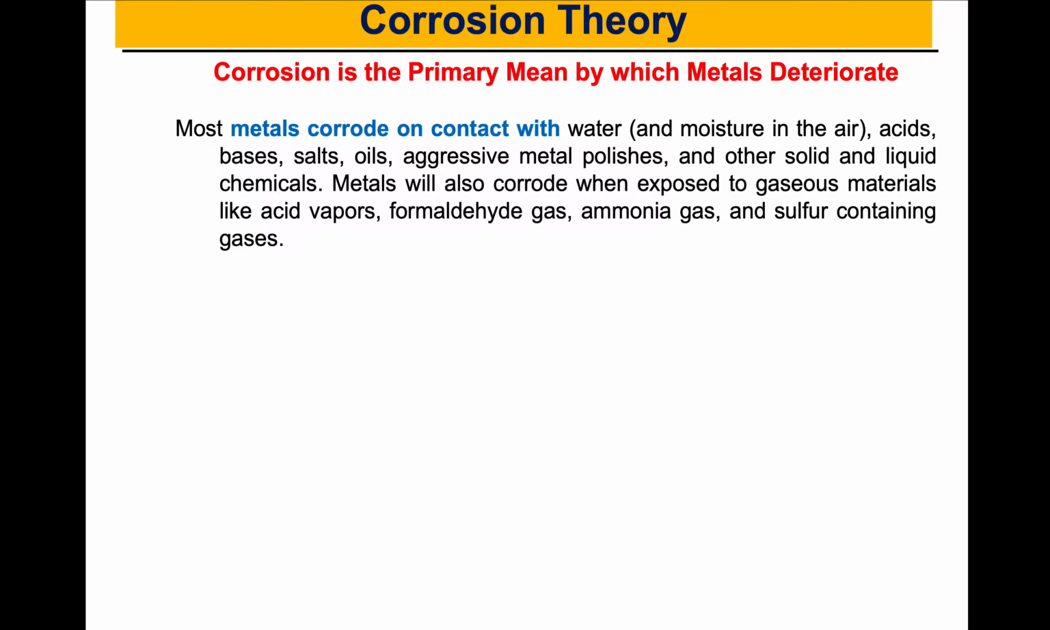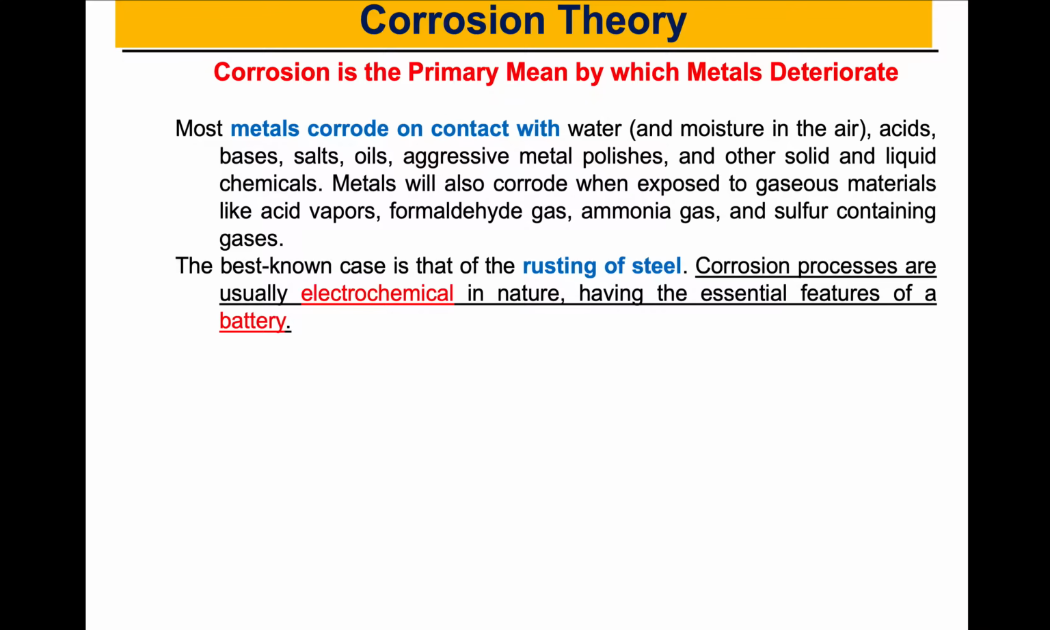So corrosion is not a mystery. We need to understand the process and the environment in which it happens, and why it is happening because of all these other materials around it. The best known case is the rusting of steel. We would like to identify that corrosion processes are usually electrochemical in nature, which means there is an electrical aspect and a chemical aspect to it, having the essential features of a battery.